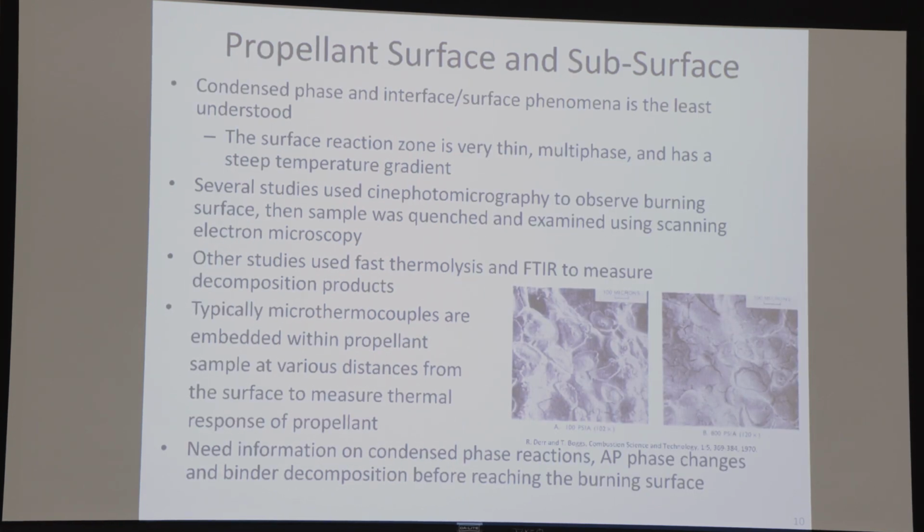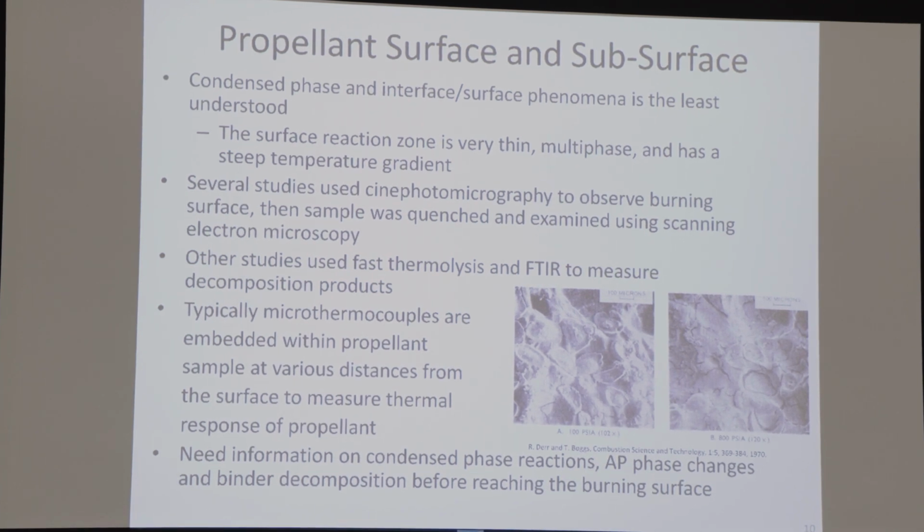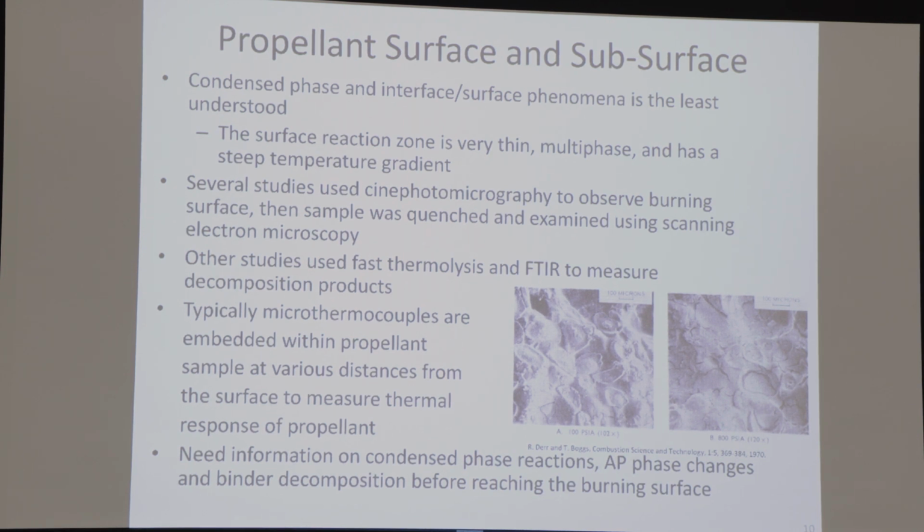And I think I said a little bit about this before. The condensed phase and interface surface phenomena is the least understood. The surface reaction zone is very thin, multi-phase, and has a steep temperature gradient. Several studies use photography to observe the burning surface. Then the sample was quenched and examined using scanning electron microscopy. Other studies use fast thermolysis and FTIR to measure decomposition products. Typically, microthermocouples are embedded within the propellant sample at various distances from the surface to measure the thermal response of the propellant. And obviously need information on the condensed phase reaction, AP phase changes, and binder decomposition before reaching the surface itself.